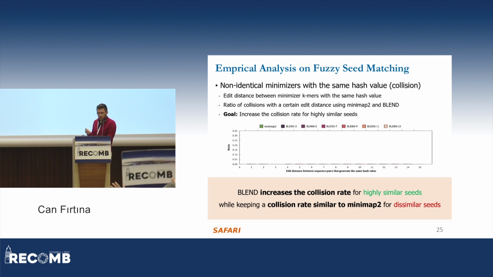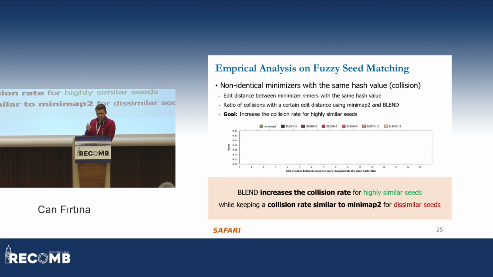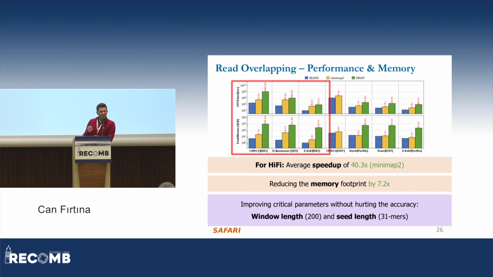So before showing you these results, I want to show you some empirical analysis that we did for fuzzy seed matching. So we calculate the edit distance between collisions using Minimap2 and Blend. So what we see is that there's a nice Gaussian distribution of the collisions over there when using Minimap2 because we have low collision hash functions. But when we use Blend, there is basically a slight change in the distribution towards generating collisions for highly similar seeds. So Blend increases the collision rate for highly similar seeds while keeping collision rate similar to Minimap2 for dissimilar seeds. So very quickly, I'll go over the results for read overlapping and read mapping.